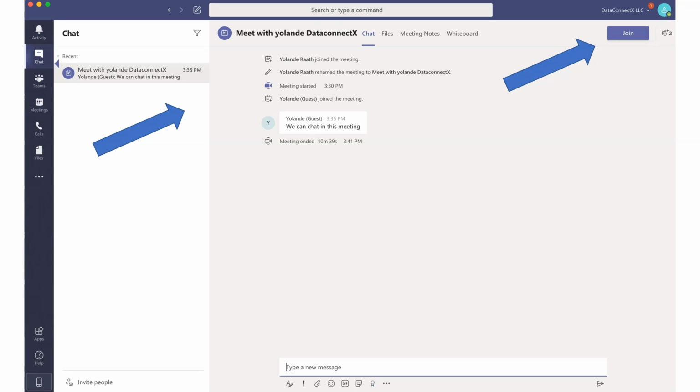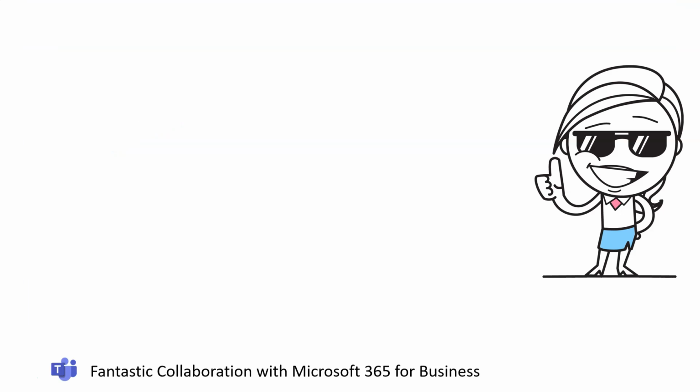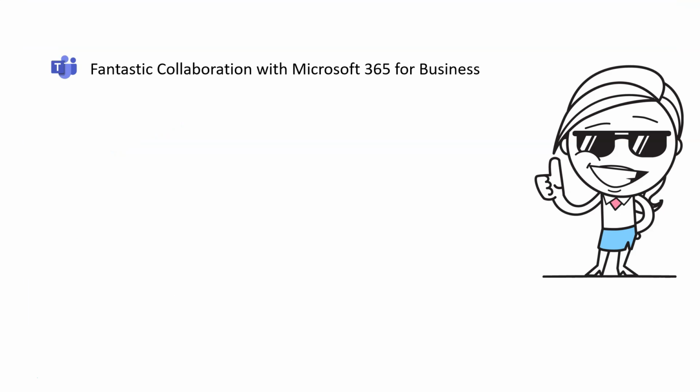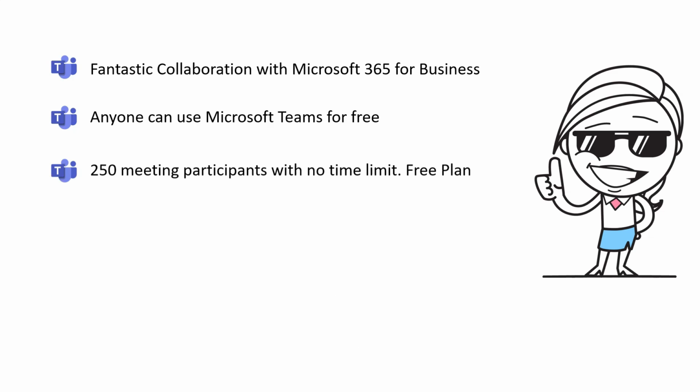Okay, I hope you found this overview and demonstration screens insightful. Now let's continue to summarize some of the good features of Teams. For Microsoft 365 Business subscribers, it's a fantastic meeting and collaboration tool. You can use it for free. The most notable advantage, even on the free plan, is that you can have up to 250 people on a video meeting with no time limit.